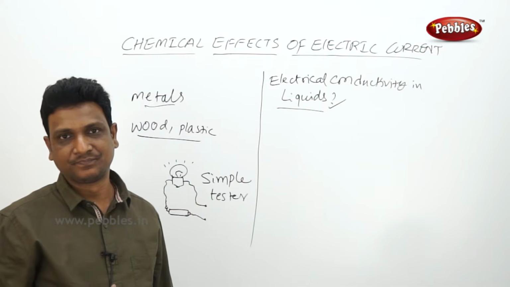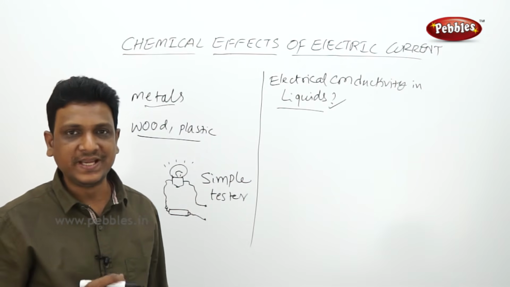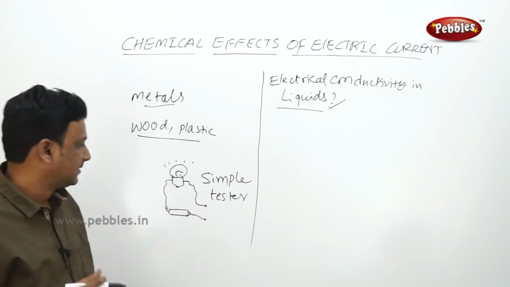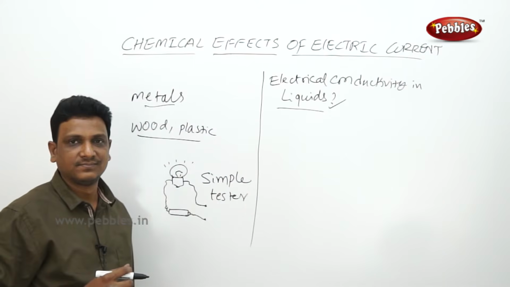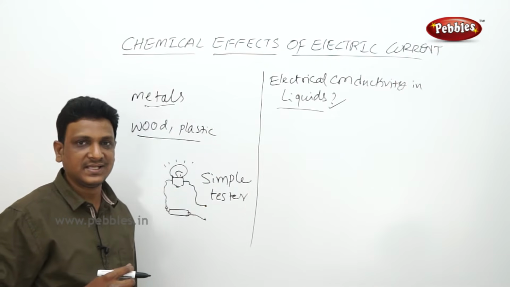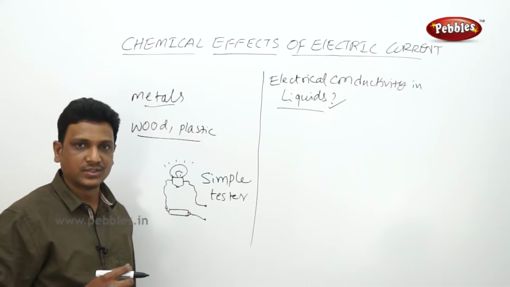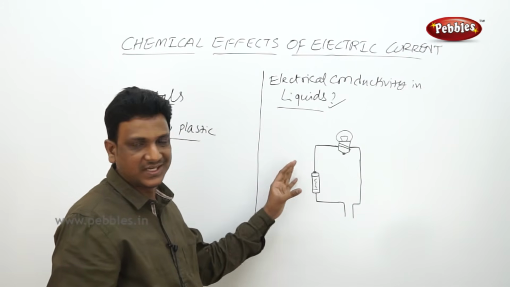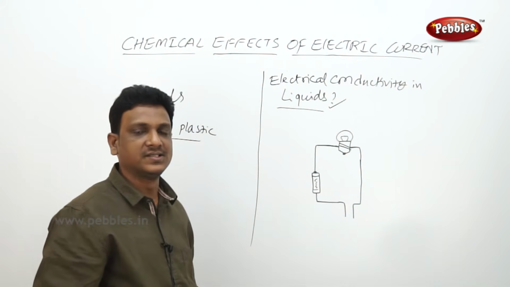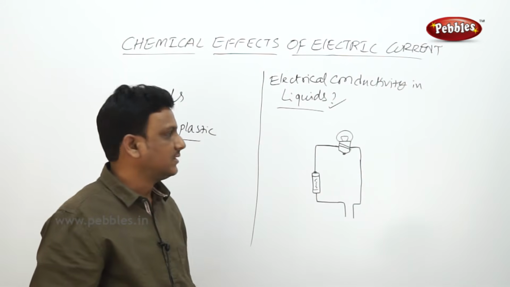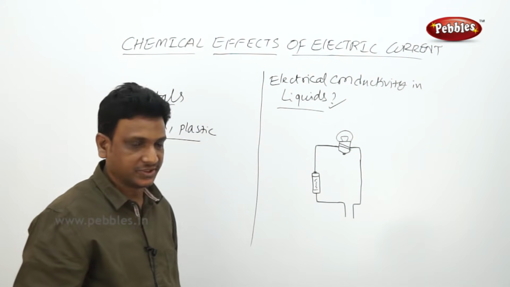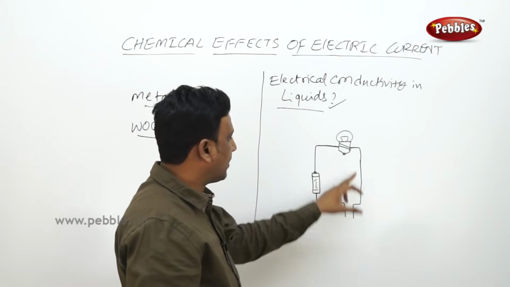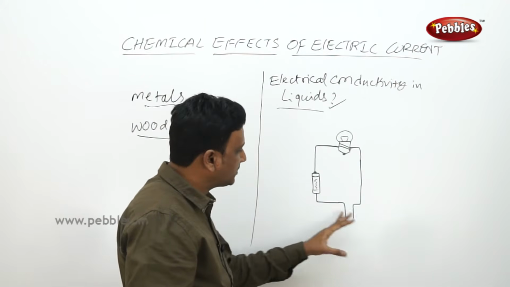We can test. But how to test that? What do you need? Here also you need a tester like this, a simple tester. With this you can test whether the liquid is a conductor or not. So we have taken such a simple tester with a little modification. Here we have taken a battery, an electric bulb and the wire to complete the circuit, but this circuit is broken now.